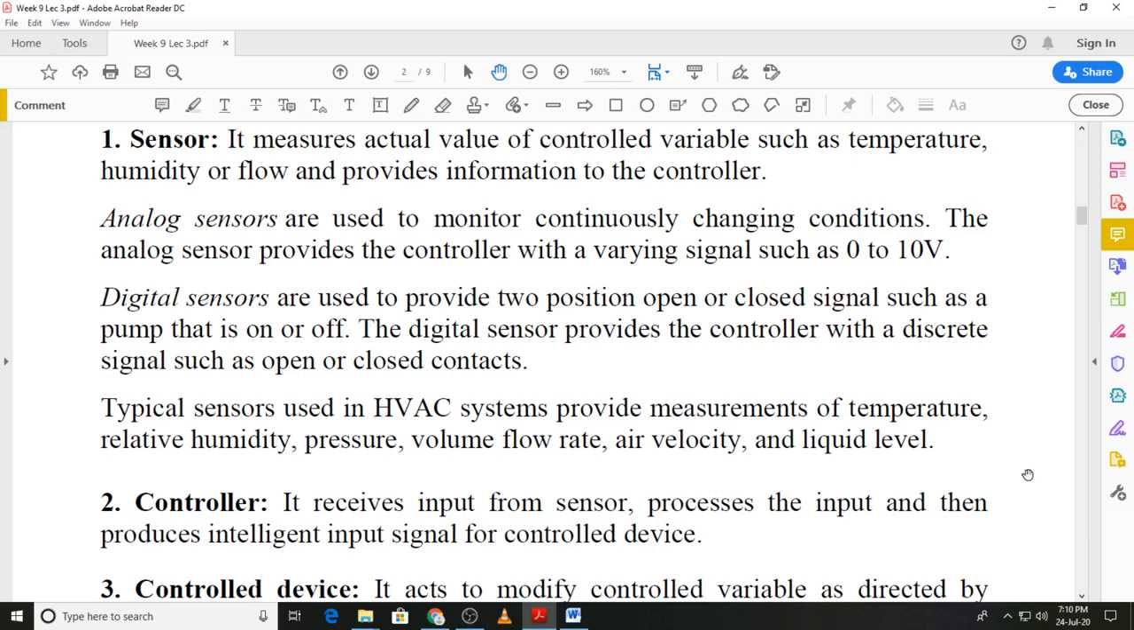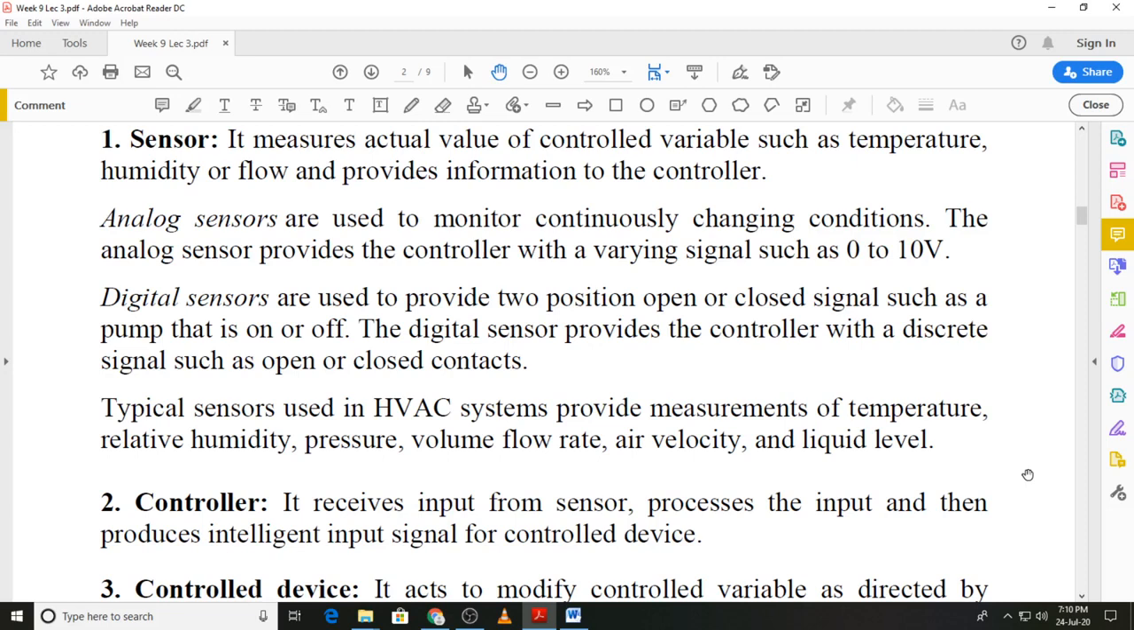And in an HVAC system, the typical sensors we come across are temperature measuring devices, humidity measurement devices, pressure, volume flow rate, air velocity, and also liquid level measuring devices. So these are some common types of sensors you will come across when we look at a HVAC system.